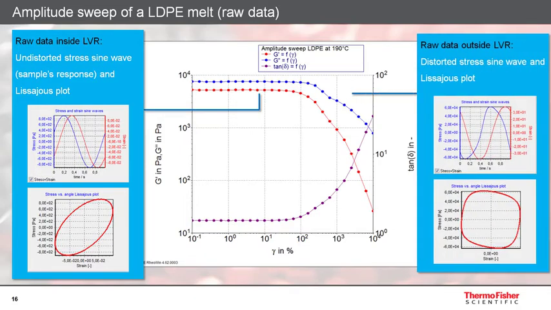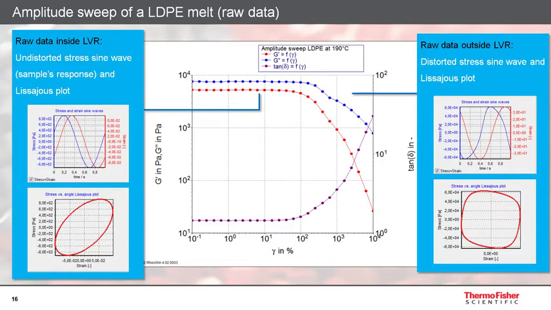Outside the linear viscoelastic range, the excitation signal, which is in this case the deformation, still has the shape of an undeformed sine wave. However, the response signal of the sample, in this case the stress, is now a distorted sine wave. Accordingly, the Lissajous plot also shows a deformed shape compared to the linear viscoelastic data.